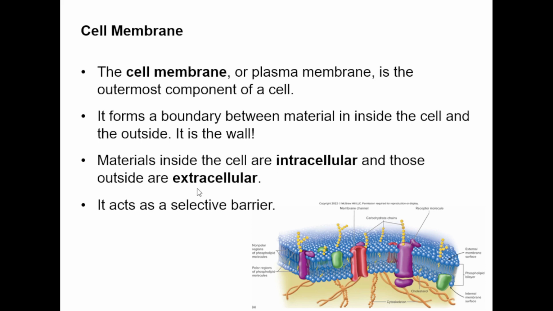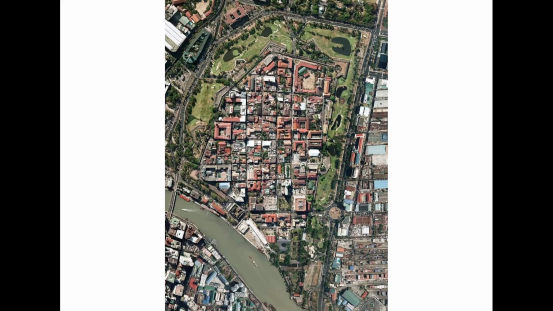Extra meaning outside. So if we compare the cell membrane to an object or a place, I would think of Intramuros. So this is the top view of Intramuros. For those who do not know, Intramuros is called the walled city. Basically because Intramuros is a city that is bounded by a wall, separating it from the rest of the community.